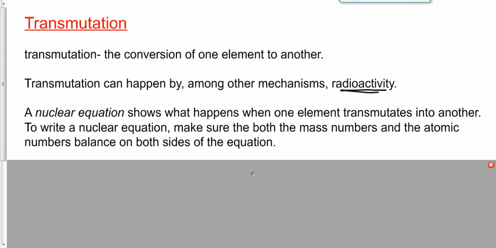We're showing what's happening, but instead of balancing the elements and making sure that we have 6 atoms of oxygen on this side and 6 atoms of oxygen on the other side, and 3 atoms of carbon on this side and 3 atoms of carbon on the other side, the elements change now. So that's all off. Now what we've got to do is balance not the elements, but what we call the nucleons, the protons and neutrons. We've got to make sure that the mass numbers and the atomic numbers balance out. So it's similar to writing chemical equations, but yet it's not the same.